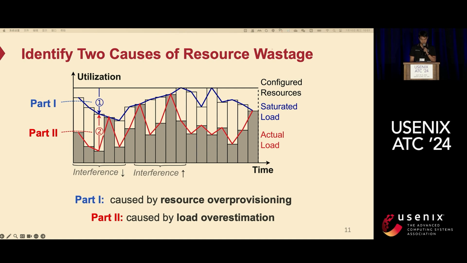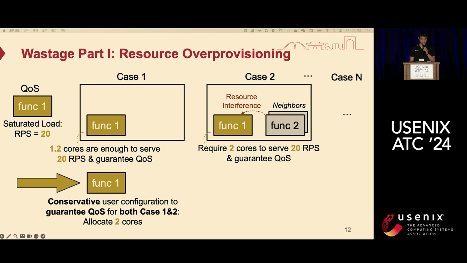So, to improve resource utilization, we focus on 2 root causes. One is the resource over-provisioning. Another is the load overestimation. I will talk about them one by one, about how the wastage is caused and the challenges of the prior works to mitigate the wastage. First, let's talk about the resource over-provisioning.